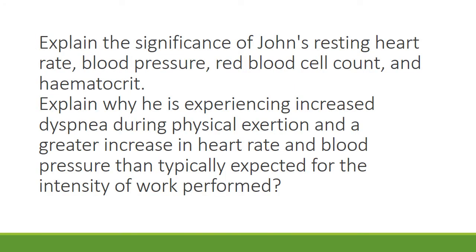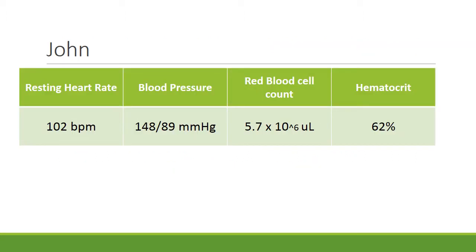Explain the significance of John's resting heart rate, blood pressure, red blood cell count, and hematocrit. Explain why he's experiencing increased dyspnea during physical exertion and a greater increase in heart rate and blood pressure than typically expected for the intensity of work performed. So based off these, everything is high.